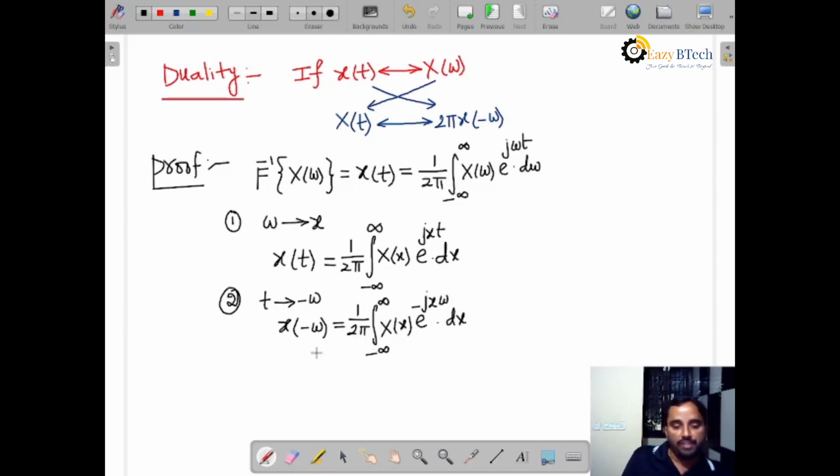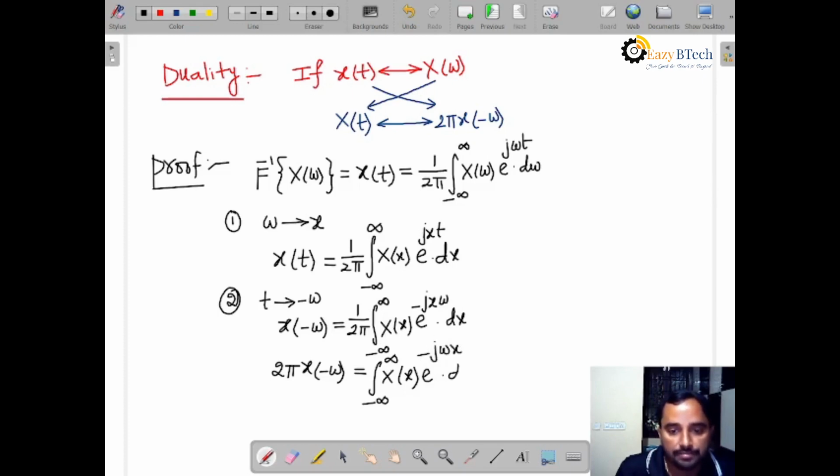Now this 2 pi I will send to the left side. So it will become 2 pi into x of minus omega is equal to only integral minus infinity to plus infinity capital X of small x, e to the power minus j omega x dx. Right.